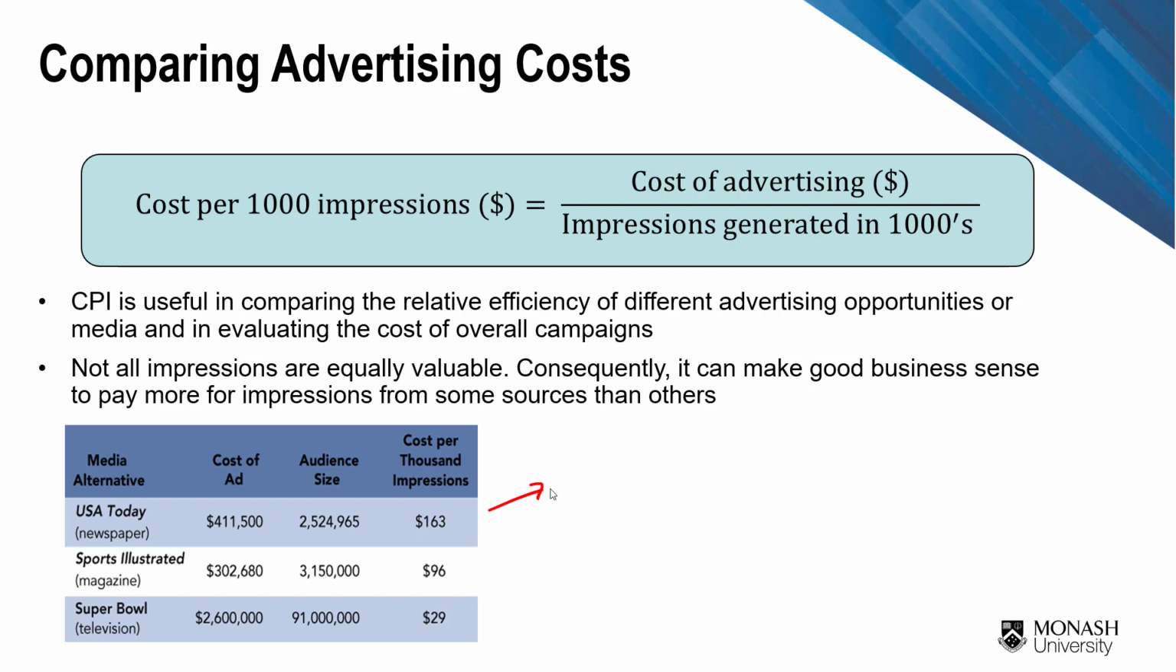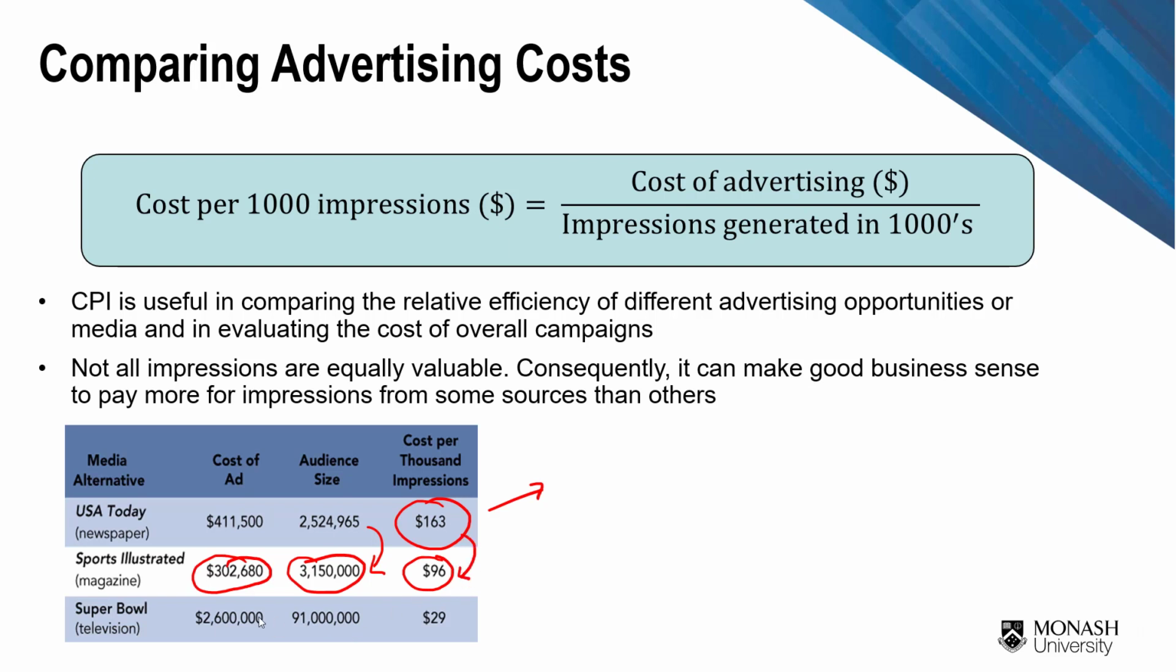In here, it's saying that the cost of advertising is $411,500 and the audience size is 2.5 million. As you can see, you are actually spending a bit less, but your audience size is not growing as much as, let's say, this one. Although the cost is a lot, you are paying a lot more in terms of the cost. In here, you are spending a little bit less, and your audience grows a little bit better, and this will give you $96 per 1,000 impressions.